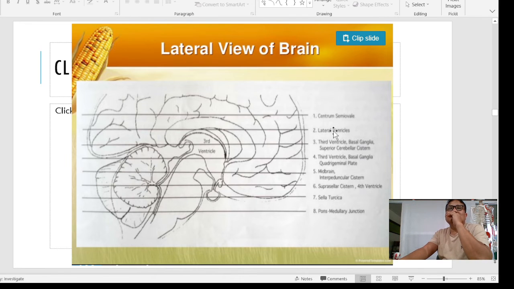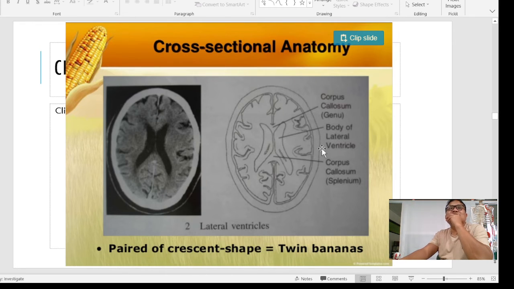So here we can see the ventricles. As we go down, at the level of the eye, the third ventricle. Then you have your fourth. The fifth, we see the midbrain in the cerebellum. So it depends on where the cut is in your CT scan or MRI.